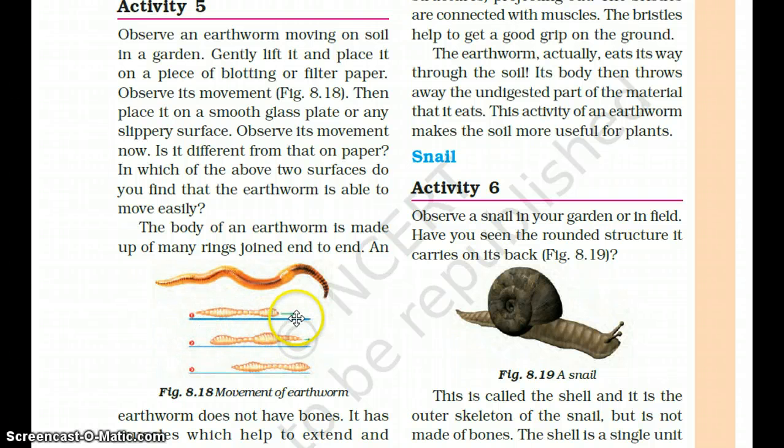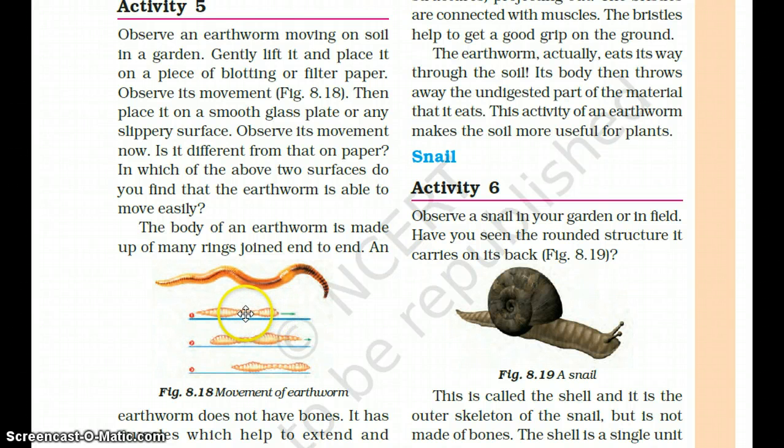When moving, the earthworm first extends its anterior part. So anterior part is the front part. It extends its front part, keeping the posterior part fixed to the ground. Posterior part is the back part. So first it fixes the posterior part using its bristles and extends its anterior part with the help of these muscles. It then fixes the anterior part.